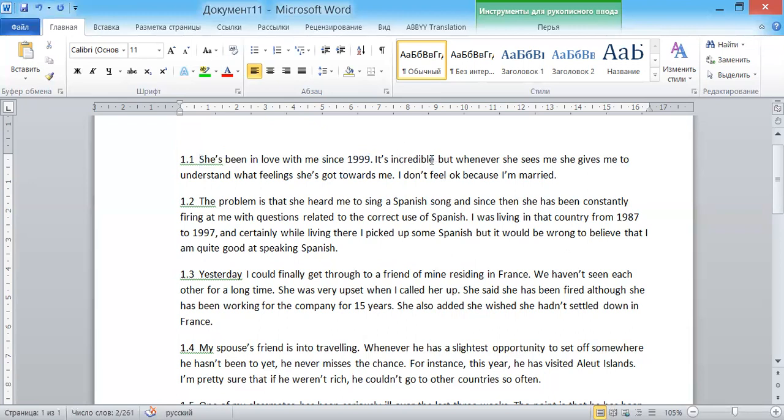It's incredible, but whenever she sees me. Yeah, present simple. It's okay. Whenever is also okay. She gives me to understand. It's a typical phrase. She gives me a hint or she gives me to understand. So far, so good. What feelings she's got towards me? Have got, has got. Yeah, she has got something. I have got something, so it's okay. What feelings? Towards me or to me, it's okay.